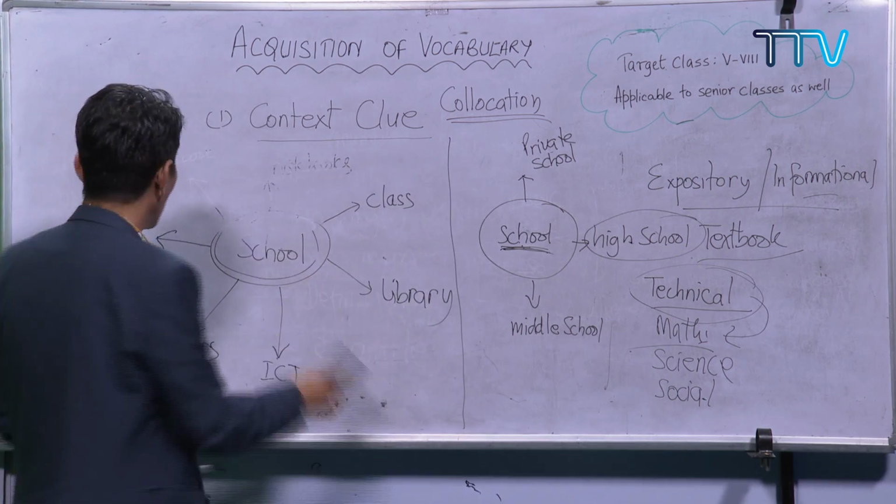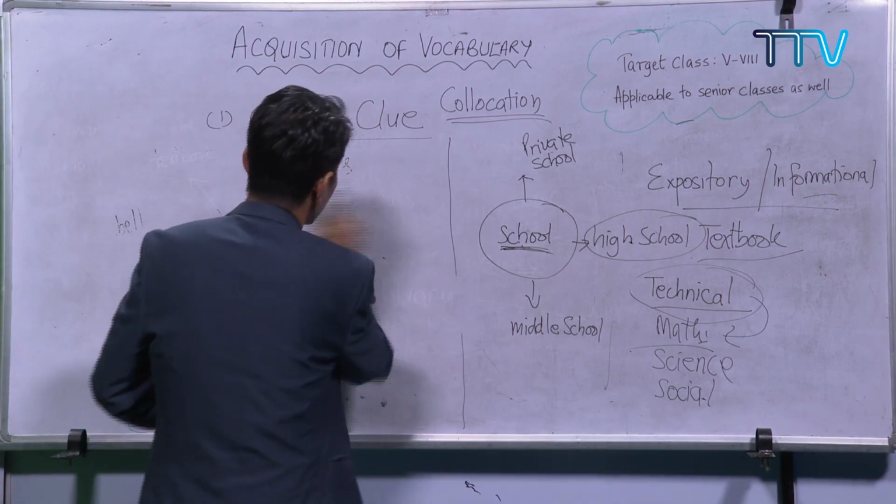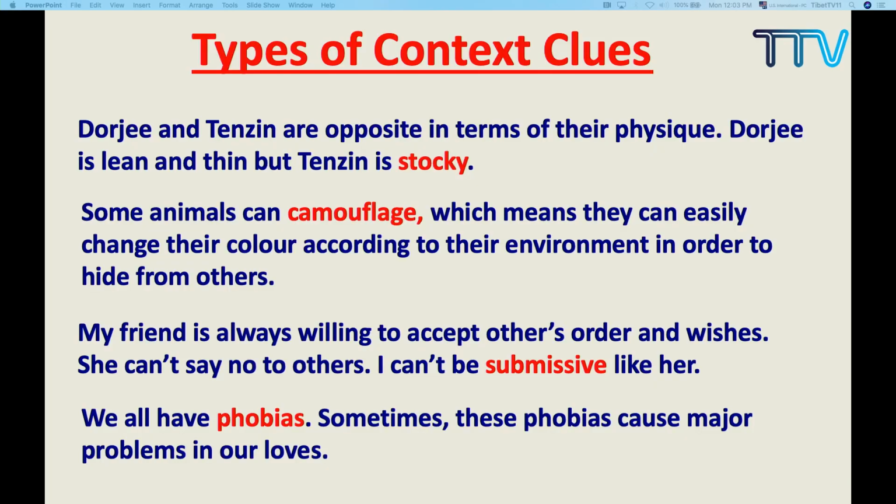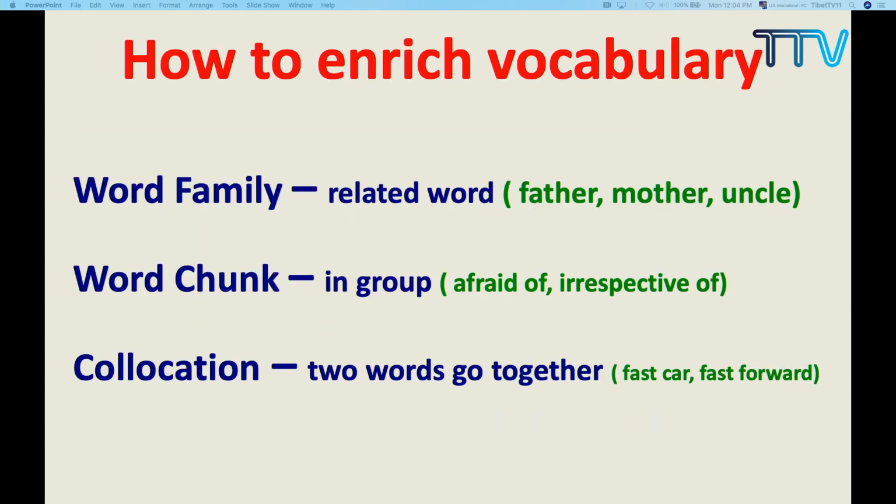For better understanding, we are going to look at the slides. So I will show you the slides and we will try to get some idea, some examples. The first one is the types of context clue. I told you, just by reading the lines properly, you will get some idea about the difficult words. So if you get time, you just go through this and try to get the meaning of the words. Now this is just a rough idea of how to enrich your vocabulary. There are so many ways through which we can enrich our vocabulary.